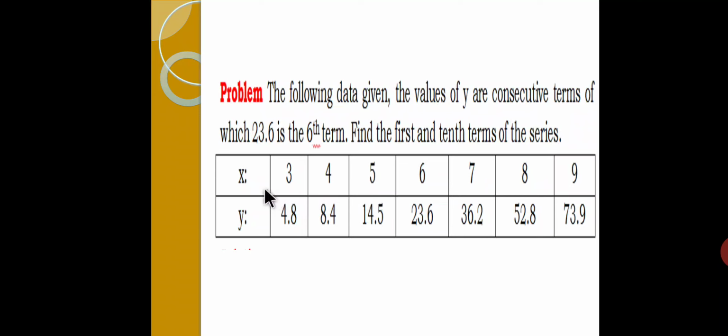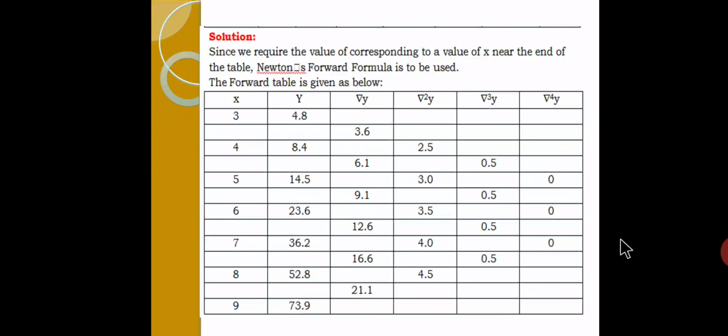For the given data, the interval difference is equal. Here the arguments are 3, 4, 5, 6, 7, 8, 9, and their corresponding values are 4.8, 8.4, 14.5, 23.6, 36.2, 52.8, 73.6. Since we require the value corresponding to a value of x near the end of the table, Newton's interpolation is to be used. So the forward table is given as below.